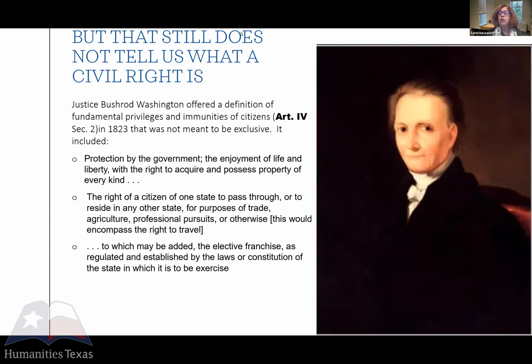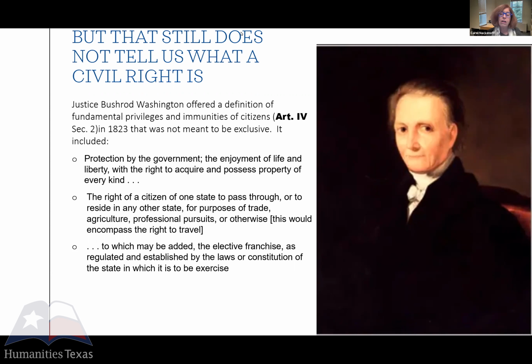Justice Bushrod Washington, riding circuit, wrote this decision. And by the way, I highlighted Article 4 because in the documents that I gave you and produced, I made a mistake and it says Article 1, but it should say Article 4, Section 2, talking about the comity clause. The privileges and immunities of citizens of the United States included protection by the government, the enjoyment of life and liberty, the right to acquire and possess property of every kind. It also included what we've come to know as the right to travel, which is one of the few rights that the court sees as a privilege or immunity of citizens of the United States.